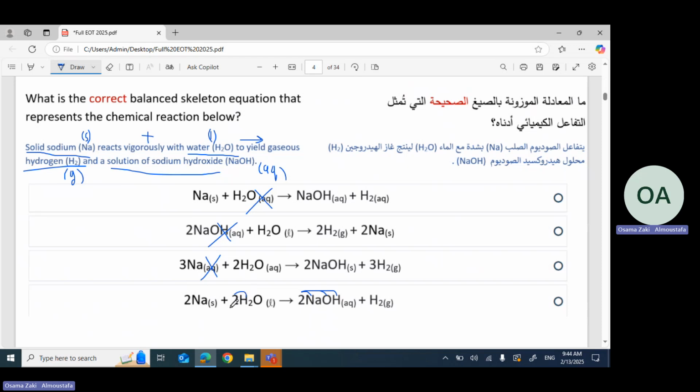Okay, 2 times 2, we have 4H. Look here, we have here 2H, and here we have 2H, so we have 4H. What about oxygen? We have here 2 oxygen, and here we have 2 oxygen. So all of them are equal. Okay, so this is the correct answer.